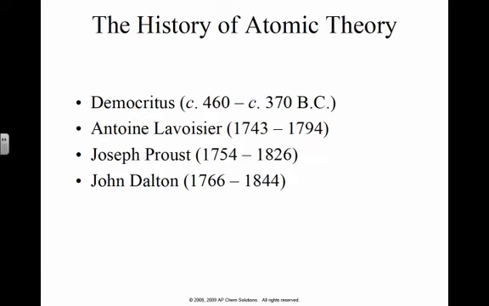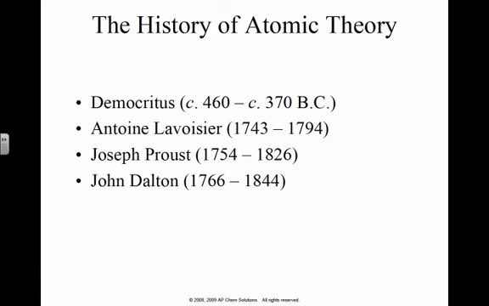Antoine Lavoisier was the first one that carefully weighed reactants and products in chemical reactions and found that the mass is neither created nor destroyed, so we give him credit for coming up with the law of conservation of mass. Joseph Proust came up with the law of definite proportions, which basically states that different samples of the same compound always contain the same proportions of each element by mass. What does that mean? That means if I have a little bit of water, or if I have a lot of water, I'm still going to have roughly 88.9% oxygen and 11.1% hydrogen.